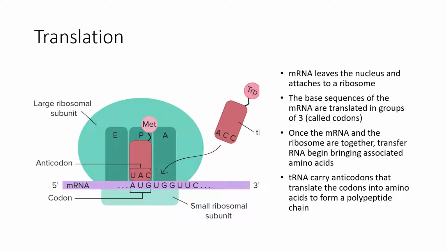Because you have to think of the mRNA as consistently moving, right? Moving through. So once the mRNA and ribosome are together, those transfer RNA are going to bring associated amino acids. The transfer RNA carry what are called anti-codons. And these anti-codons bind to the codons and translate those codons into amino acids to form that polypeptide chain.